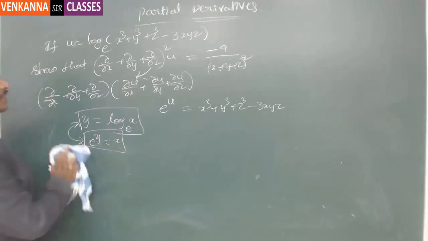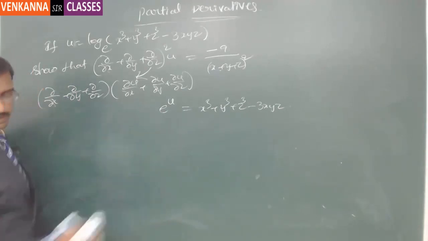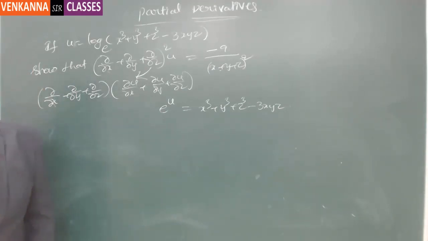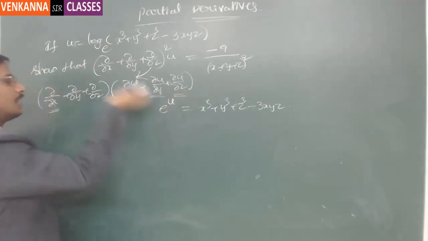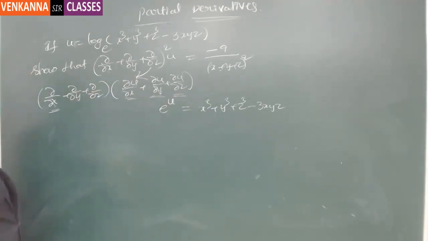Yeah. So once you get this, then you take the derivative with respect to x. Because he asked us to find ∂u/∂x, ∂u/∂y and ∂u/∂z, and for that you need to take the derivative with respect to x, y, z again. So we'll take one first, ∂u/∂x.